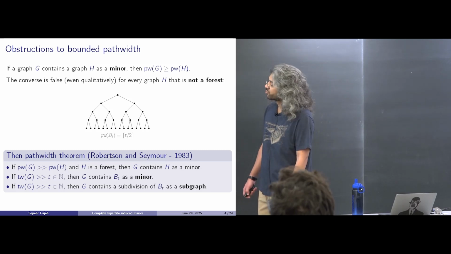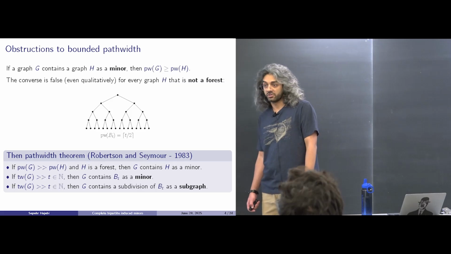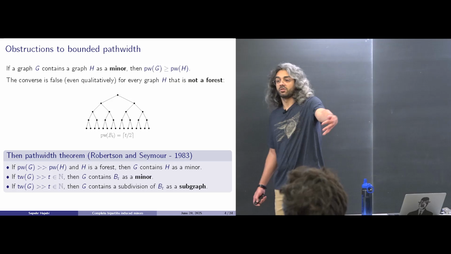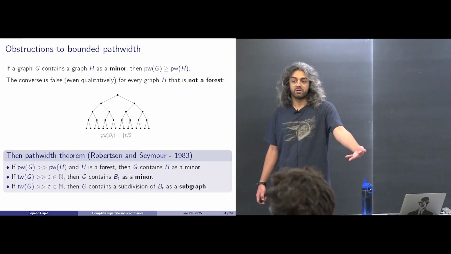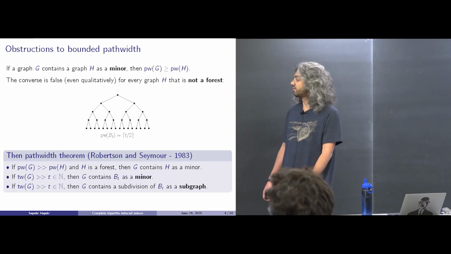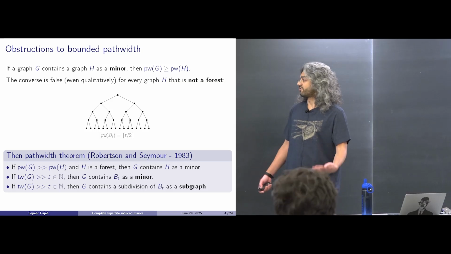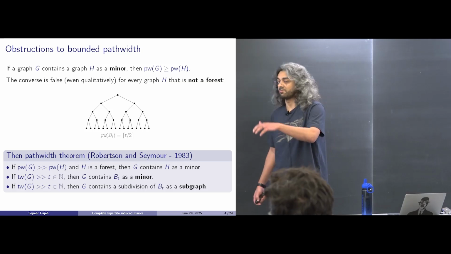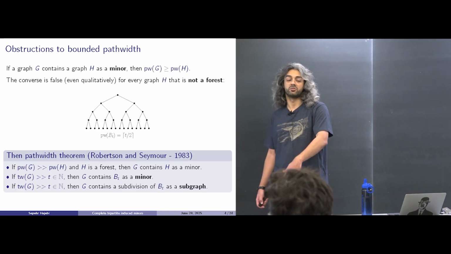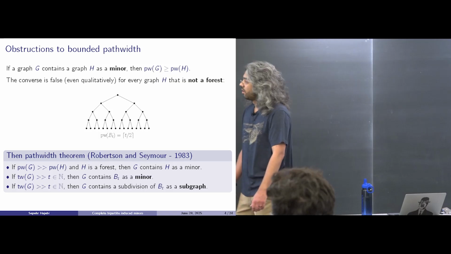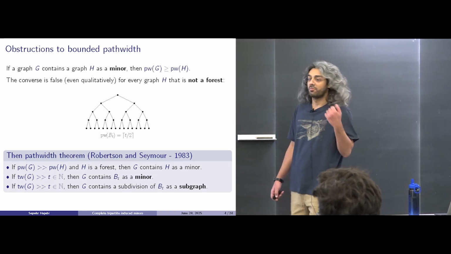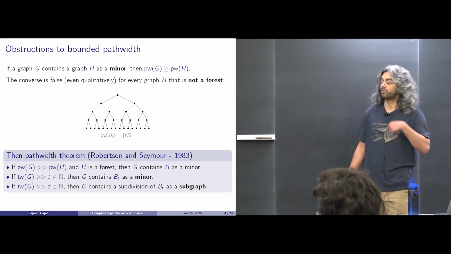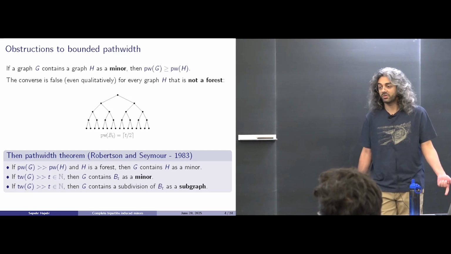And again, Robertson and Seymour proved that the converse is true if H is a forest, meaning it doesn't contain a cycle. So for every forest H, every graph of sufficiently large pathwidth contains H as a minor. And again, equivalently, you can say that every graph of sufficiently large pathwidth contains your favorite binary tree as a minor, or some subdivision of your favorite binary tree as a subgraph. So we know what are the unavoidable minors and subgraphs of graphs with large pathwidth. And we know what are the unavoidable minors and subgraphs of graphs with large treewidth.